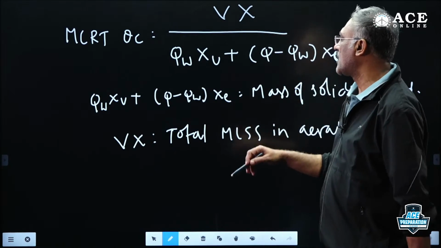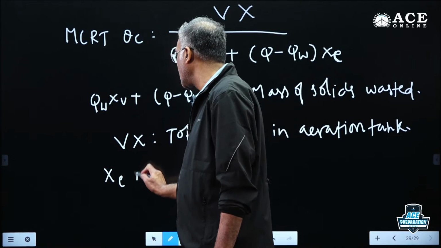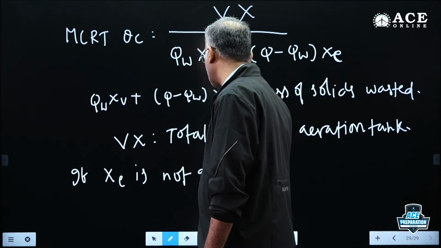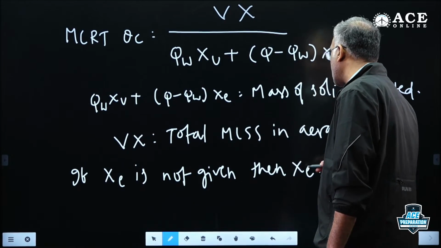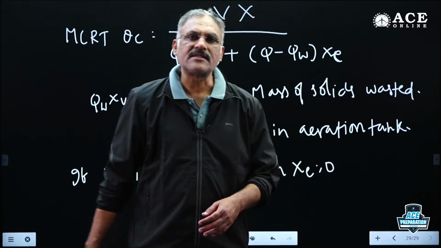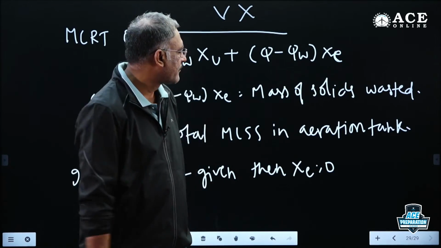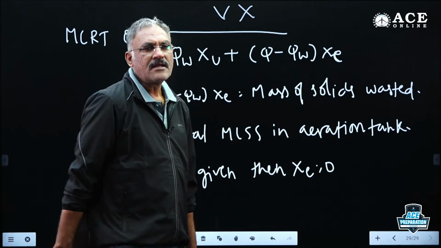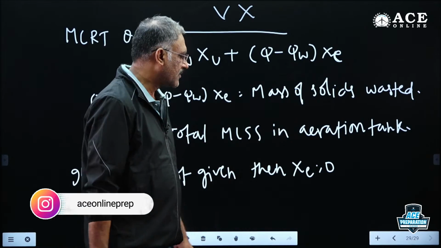One thing you can take as 0 if required is XE. If XE is not given, you can take it as 0, because XE is nothing but MLSS in the effluent. If all of the solids settle down in the secondary clarifier, then obviously the XE value becomes 0. If some of them escape, then there will be a little XE present in the effluent, and that value will be given to you.